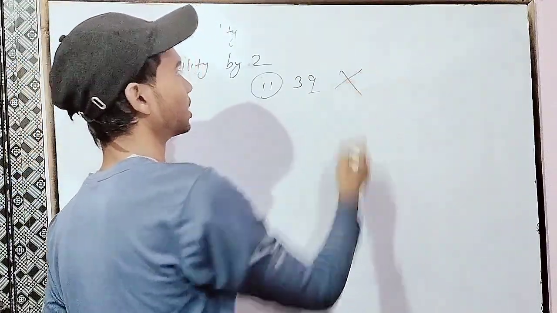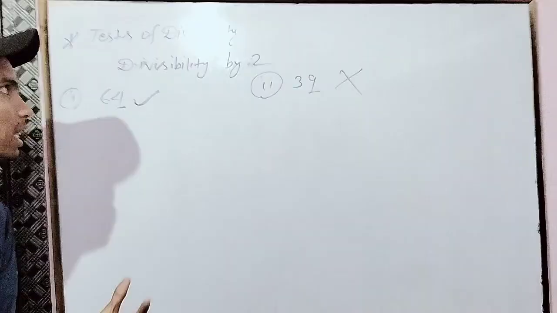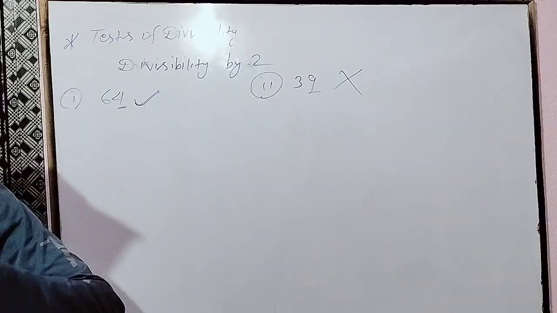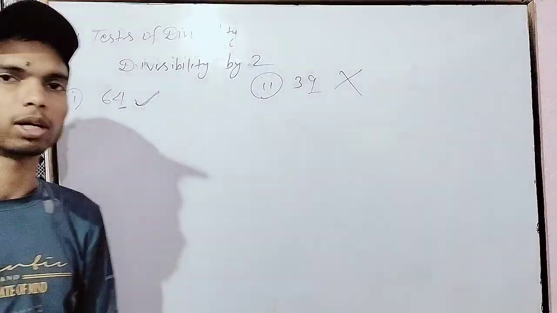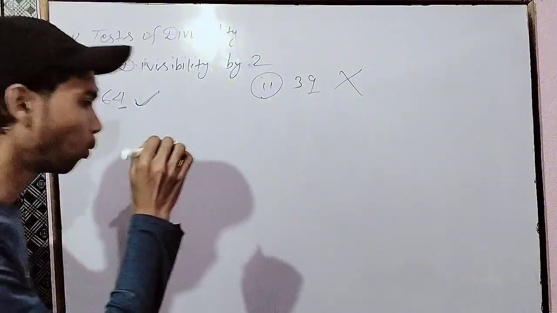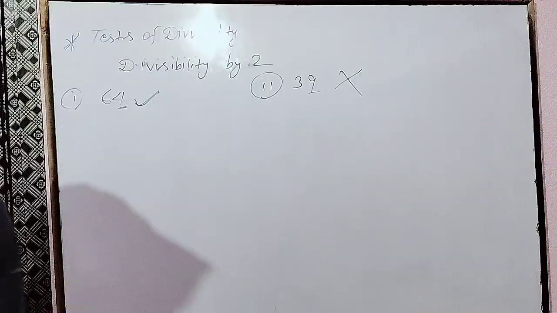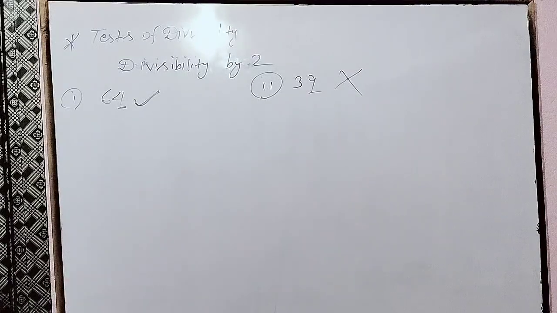This is how we identify that some number is divisible by 2 and some number is not divisible by 2. If the first digit which is at the ones place is divisible by 2, then the whole given number will be divisible by 2. Clear?